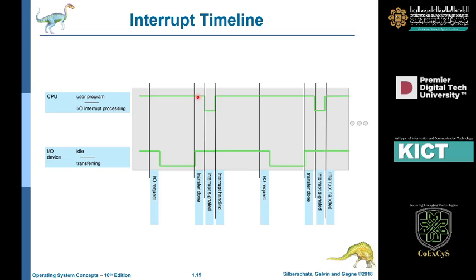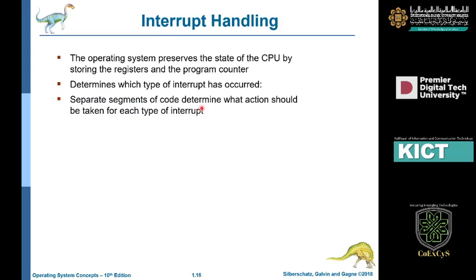So in order to preserve this state, right, so that it can come back here without noticing any differences, it has to preserve all the state that was there before it jumps into the interrupt, right? So basically, one of the operating system's jobs is to make sure that everything stored in the registers and the program counter is preserved, right? It will also determine which type of interrupt has occurred and separate the segments of code, determining what action should be taken for each type of interrupt.